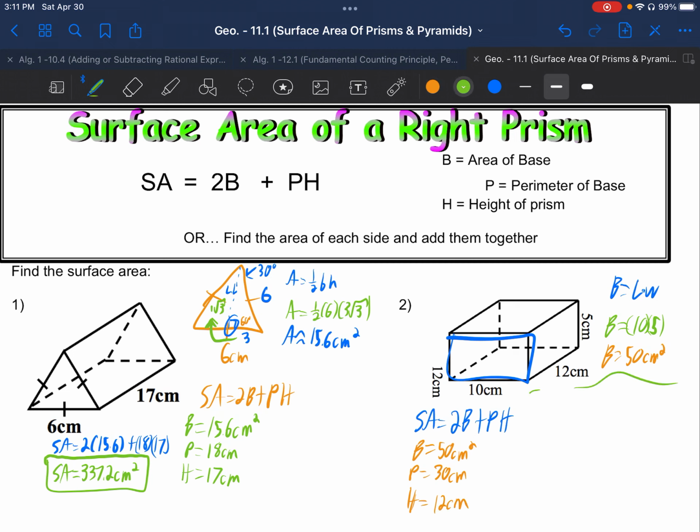So now let's plug this one in. And we'll get surface area is equal to 2 times 50 plus 30 times 12. We can let our calculator do all the work once we type it in. And the surface area ends up being 460 square centimeters.